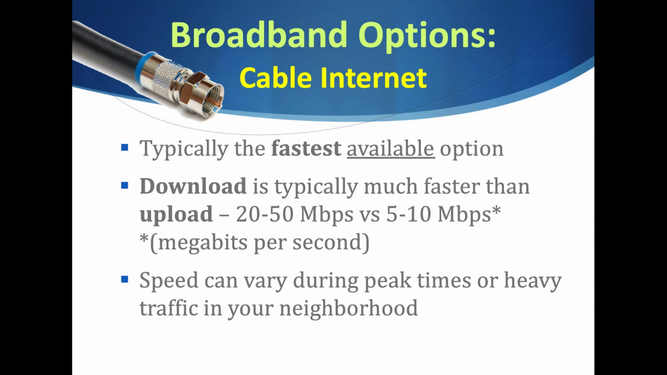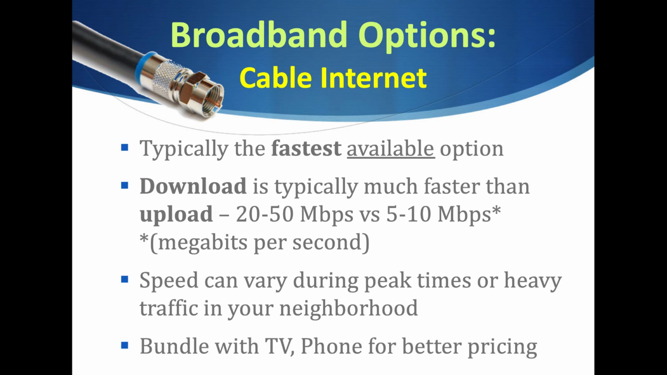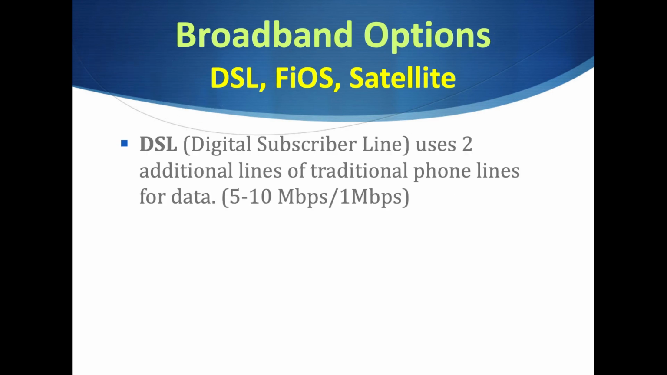And obviously speed can vary during peak times, when there are a lot of people either in your house or in your neighborhood that are on that, so that could slow it down a little bit. If you go on at like 5 o'clock or something like that, things might be a little bit slower. The good thing about cable, if you're already getting cable for your TV, is you can get it bundled, with phone and things like that, and get a little bit of a better deal since you already have it coming into your home. If you don't have that coming into your home, you probably have a phone line coming into your home, even though you may not use your landline very much anymore.